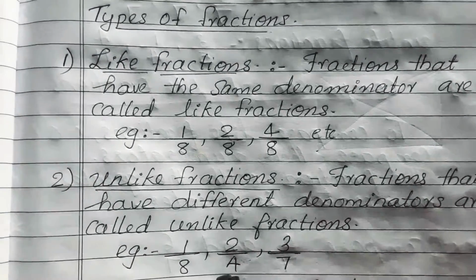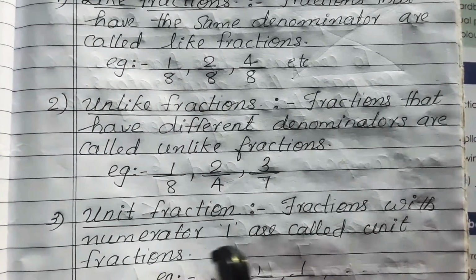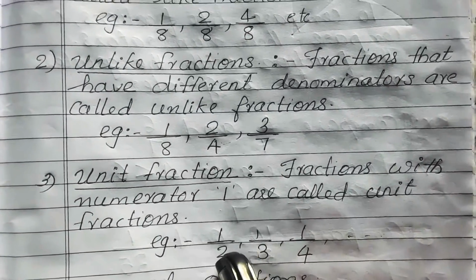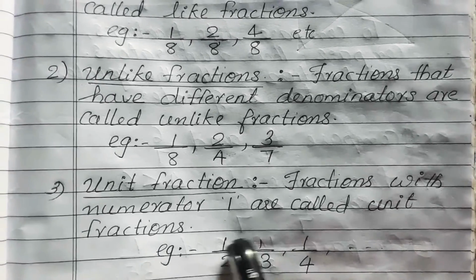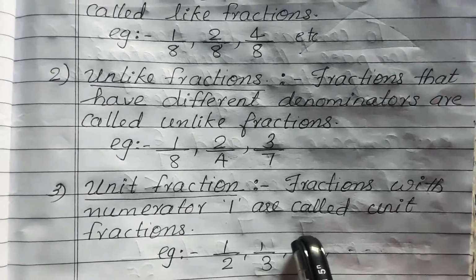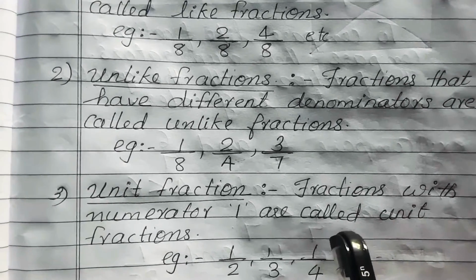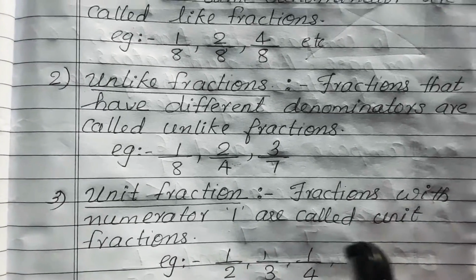Now, what is a unit fraction? Fractions with numerator 1 are called unit fractions. Look, 1 by 2, 1 by 3, 1 by 4. If some fractions have numerator 1, then it is called a unit fraction.